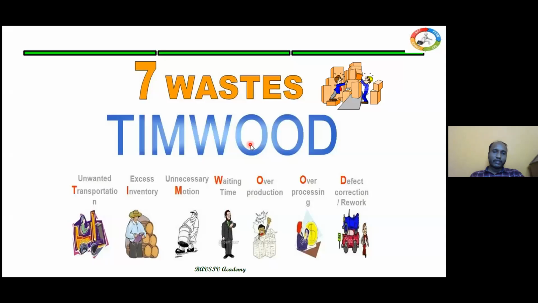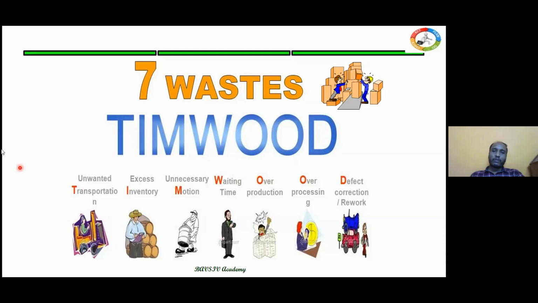There are 7 wastes. For remembrance purposes, it is called TIMWOOD. TIMWOOD stands for: T, transport, unwanted transportation; I, excess inventory; M, motion, that is, unnecessary motion; W, waiting time, elimination of waiting time; O, overproduction, over processing; D, defect.